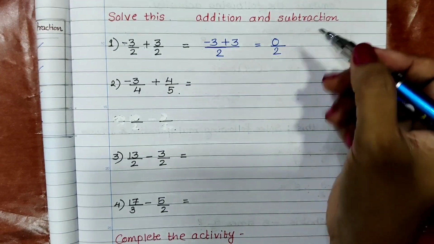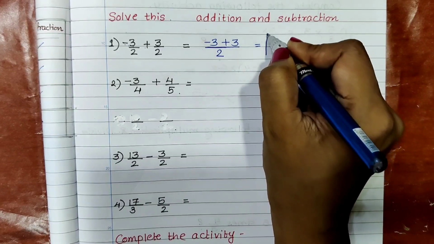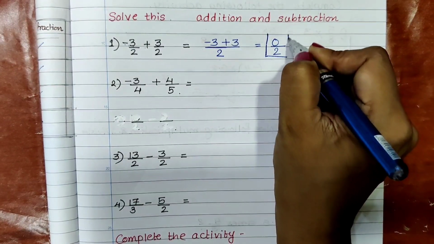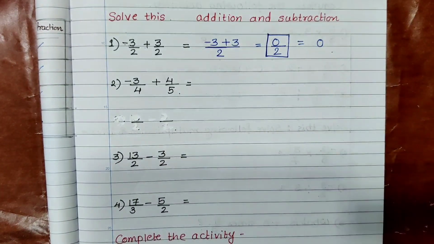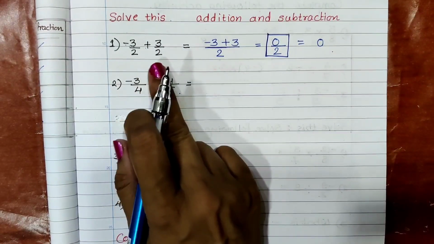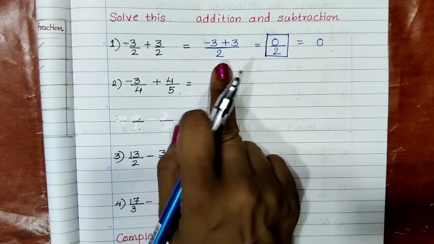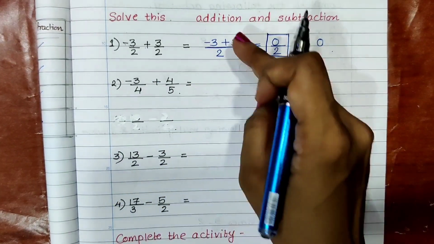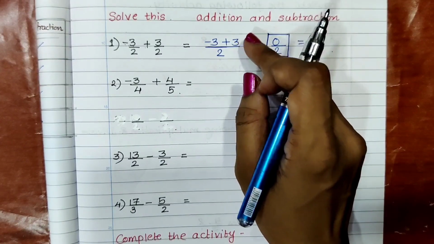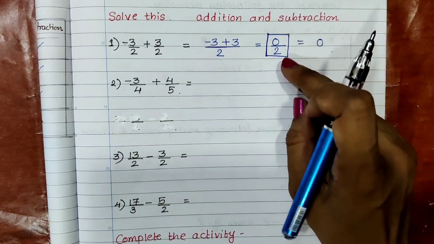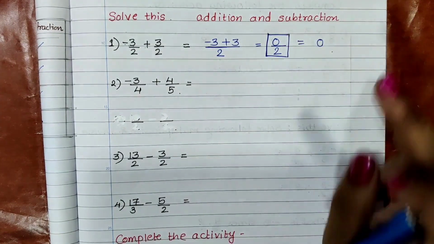0 upon 2. The actual answer will be 0, but I am not going to write that here. 0 divided by any number, the answer is 0. Always keep this in mind. If you want, you can write 0 also here. So in this way, when the denominators are the same, we don't need to make anything. You can directly write the common denominator one time, and whatever operation is there in the numerator, you have to perform that operation, write the denominator as it is, and write the answer in the numerator.